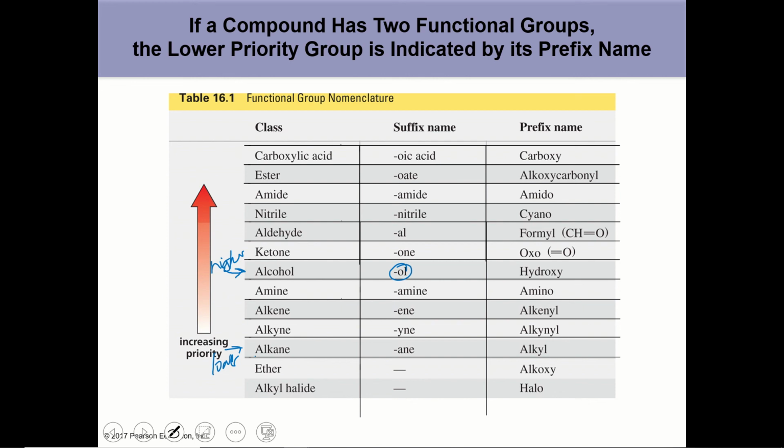Alcohols are probably the highest functional group that we're going to consider in this chapter. We're also going to look at amines and ethers, but ethers and alkyl halides will never change the suffix. They will always be represented as a prefix.